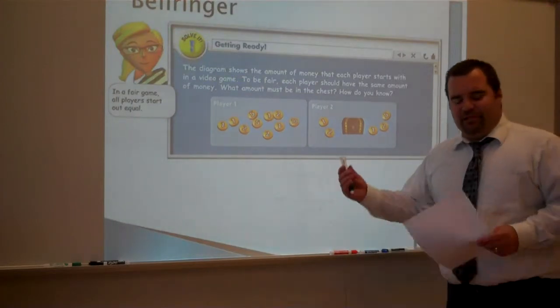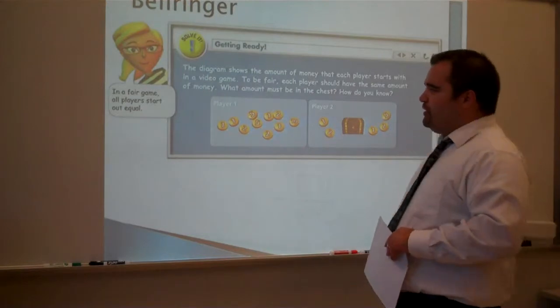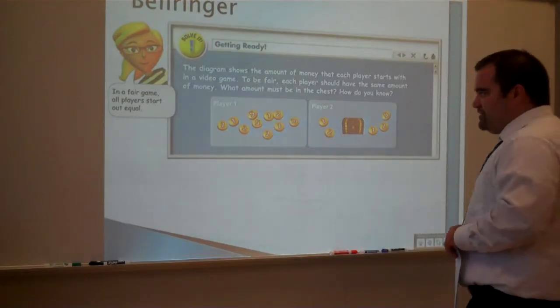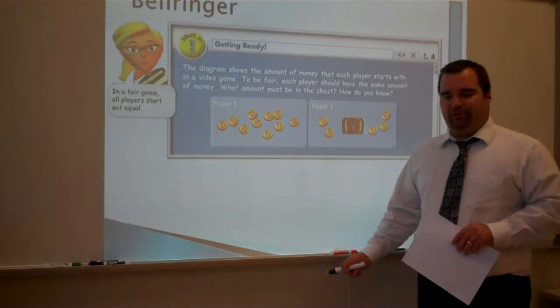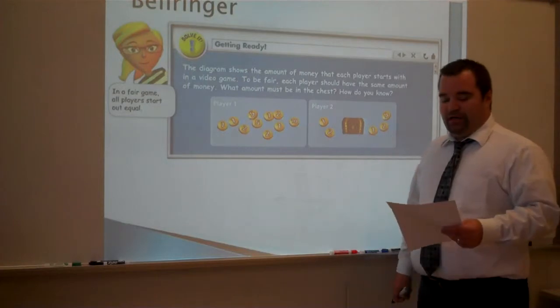If you're having a hard time seeing this, it's on page 87 in your book. It says, the diagram shows the amount of money that each player should start with in a video game. To be fair, each player should have the same amount of money. What amount must be in the chest? How do you know that? So let's take about 2 minutes, solve that problem. Again, you're on page 87.